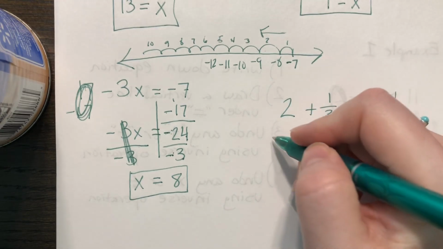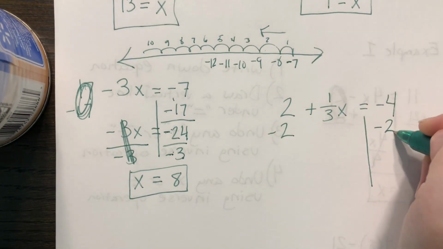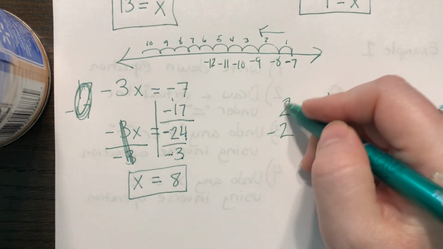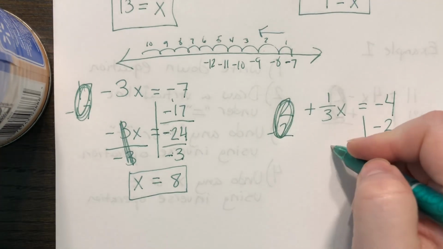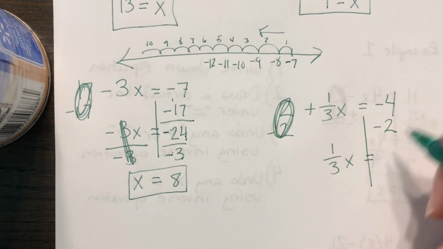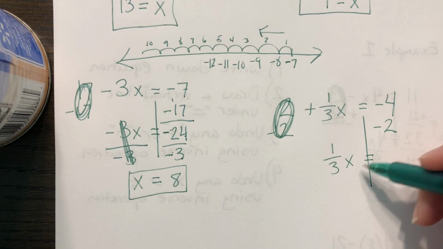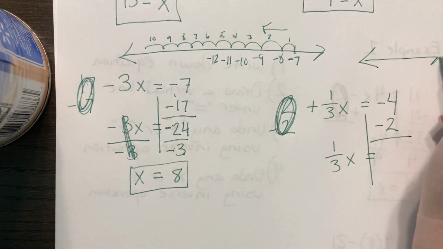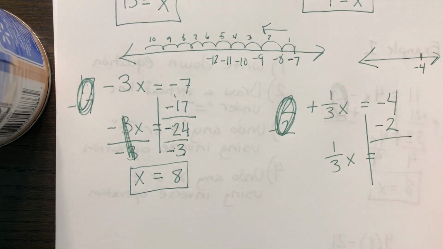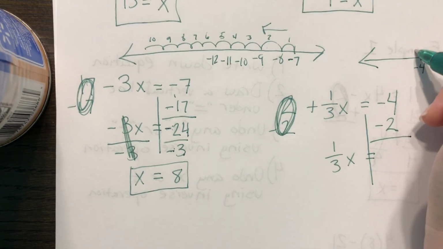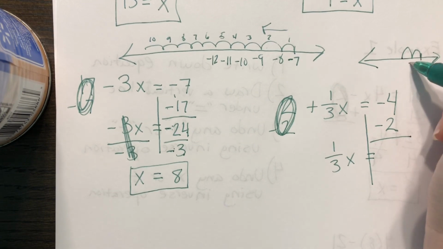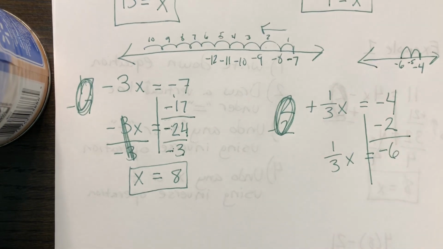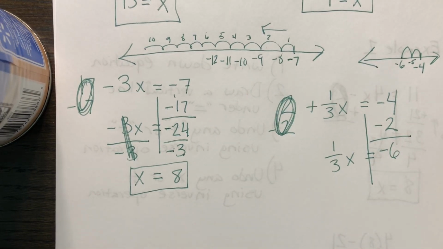I need to get rid of it. So I'm going to -2. Whatever I do to one side, I must do to the other according to the golden rule of algebra. This zeroes out. I still have a 1/3 x over here. And then -4 minus 2. This is where that number line could be helpful if I wasn't quite sure. -4 minus 2 means I'm going 2 hops in the smaller direction. So -5, -6. So 1/3 x equals -6.